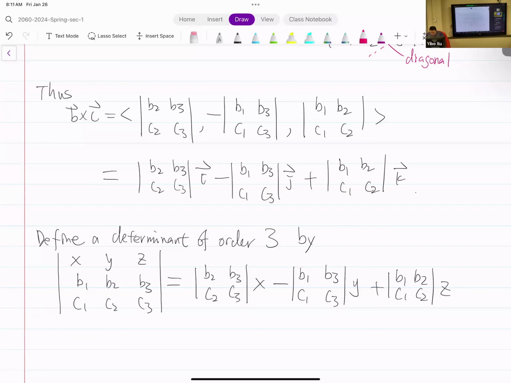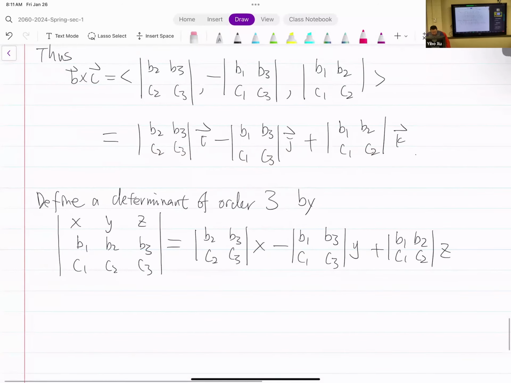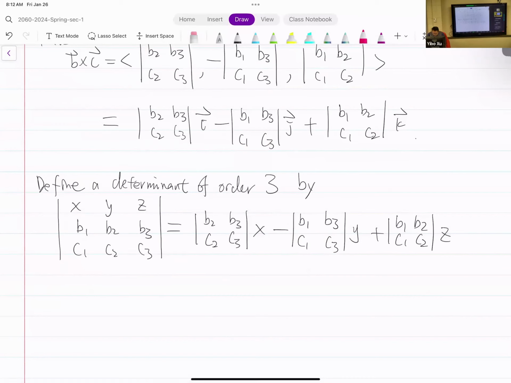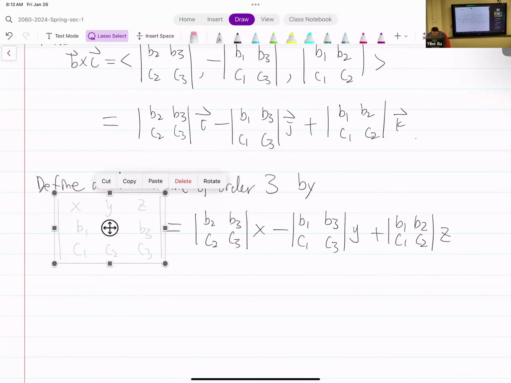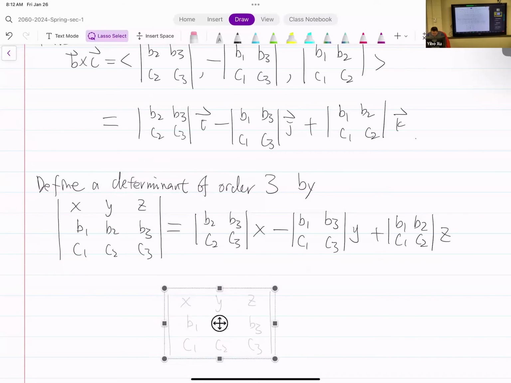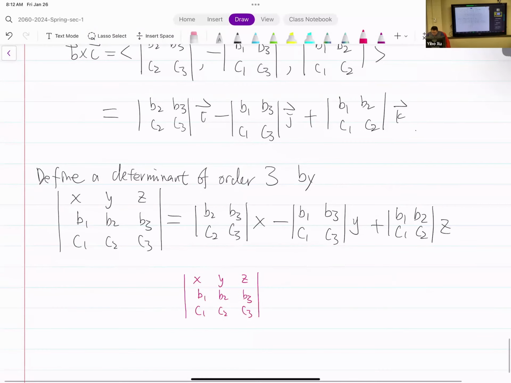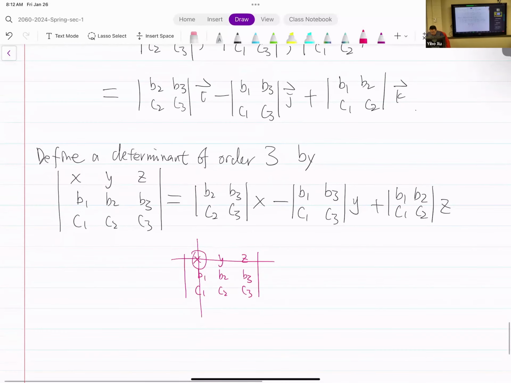So to put the way that we do the definition, let me quickly write the notes below. So how do we get the first expression? We just look at the first row, right? So x, y, z. When we look at the x, we eliminate the first row, first column, and we have that order 2 determinant that remains.